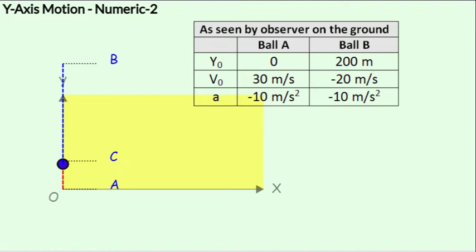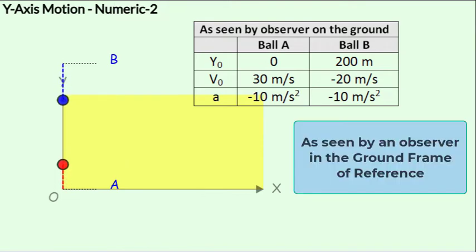What is given is that the initial displacement of A is 0 and of B is 200 meters. The initial velocity of A is 30 meters per second and of B is minus 20 meters per second, minus since B is projected with a downward speed of 20 meters per second. The acceleration acting on A and B during their flights is the acceleration due to gravity, so minus g. Now this is as seen by an observer in the ground frame of reference.